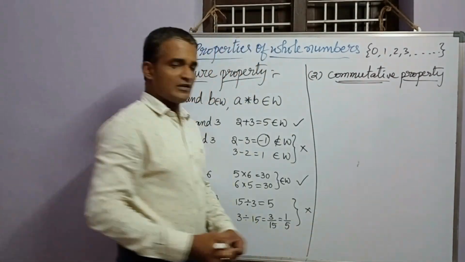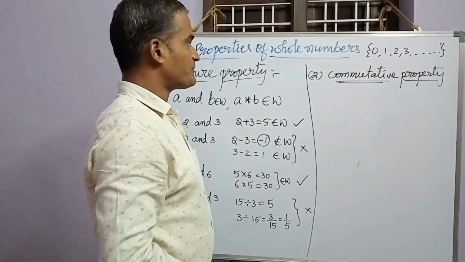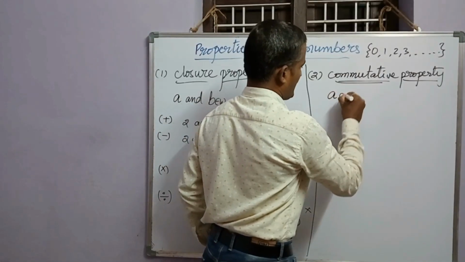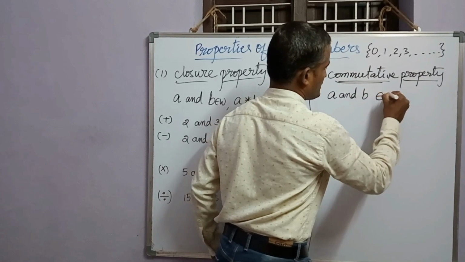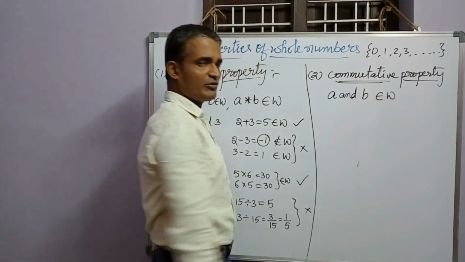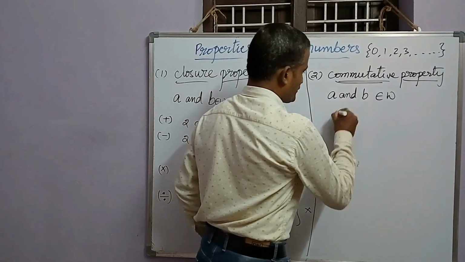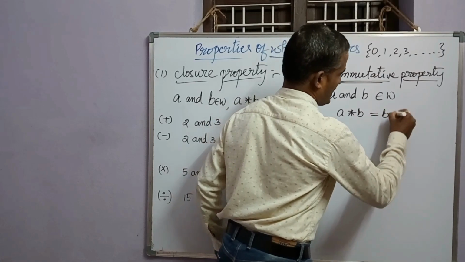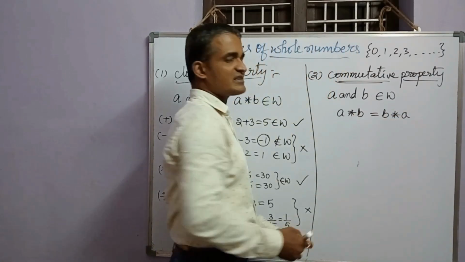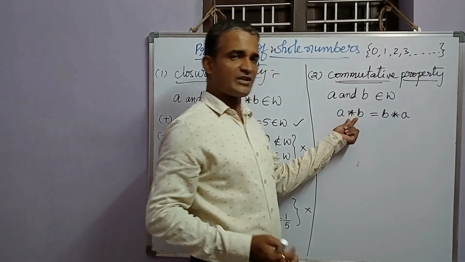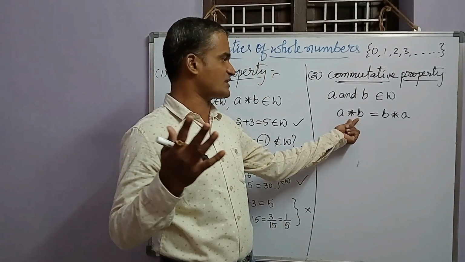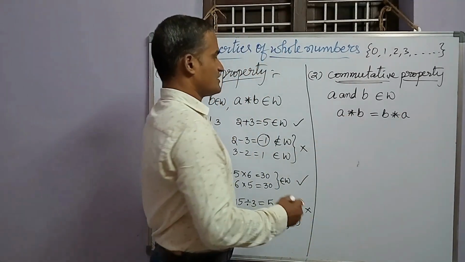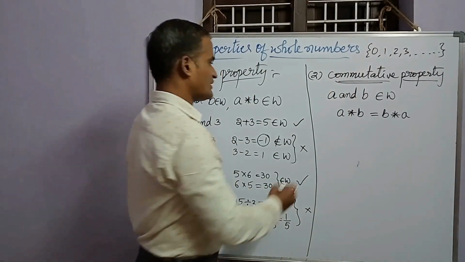Commutative property. In this commutative property, take any two whole numbers, A and B. A and B both belong to the whole numbers group. If you do any operation, A star B and B star A, here I am mentioning a star, where star is any mathematical operation: addition, subtraction, multiplication, division, anything. If you take plus here and plus there, we'll check with one example first.